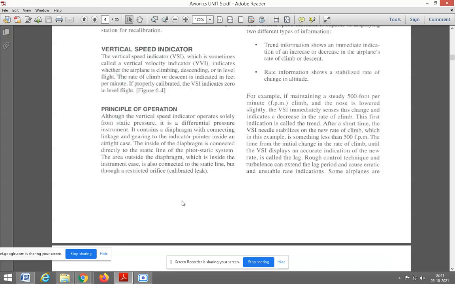So in level flight, your indicator will show 0 value. Okay. So next, principle of operation.